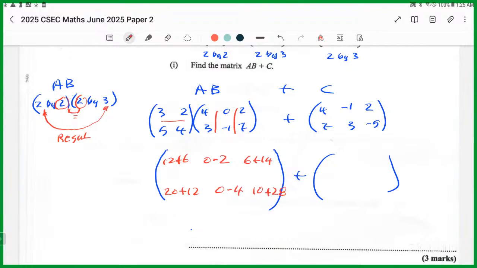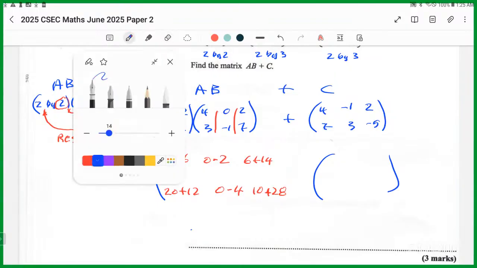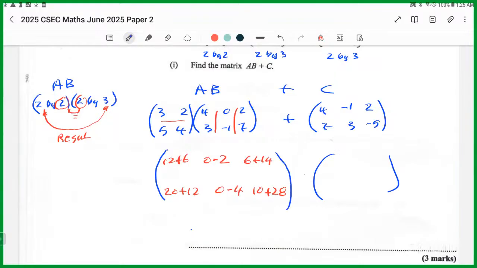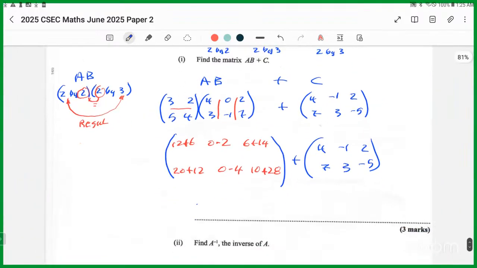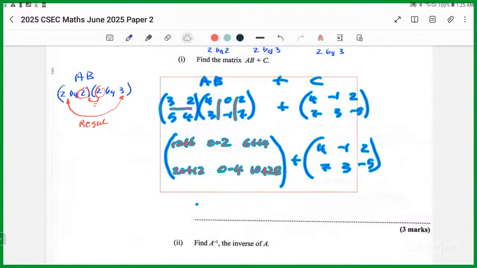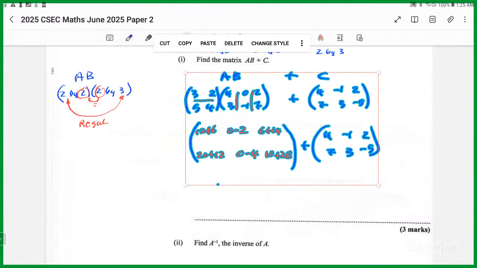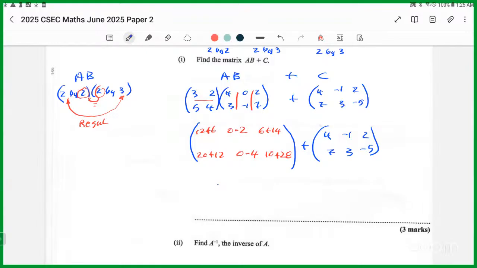Let's move this bracket again. We're adding these values: 4 minus 1, 2, 7, 3, minus 5. All right, and we can write the final answer. Let's make this a little bit smaller. I'm just going to write the final answer down here.